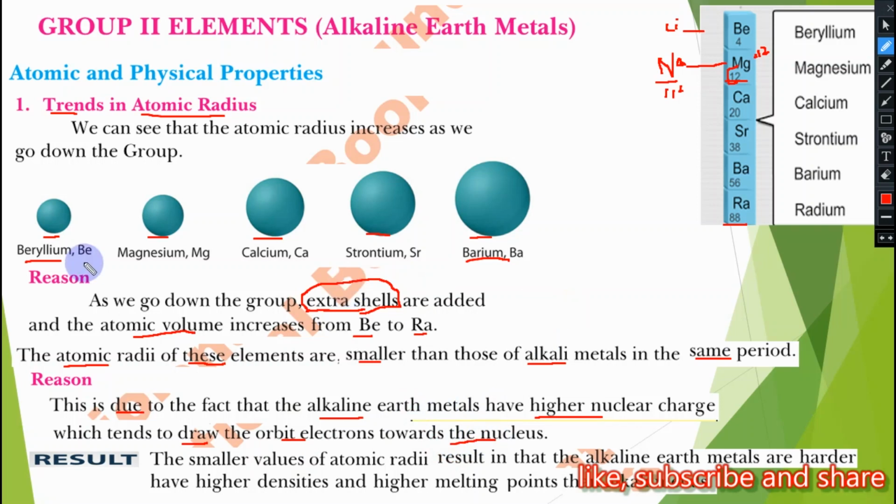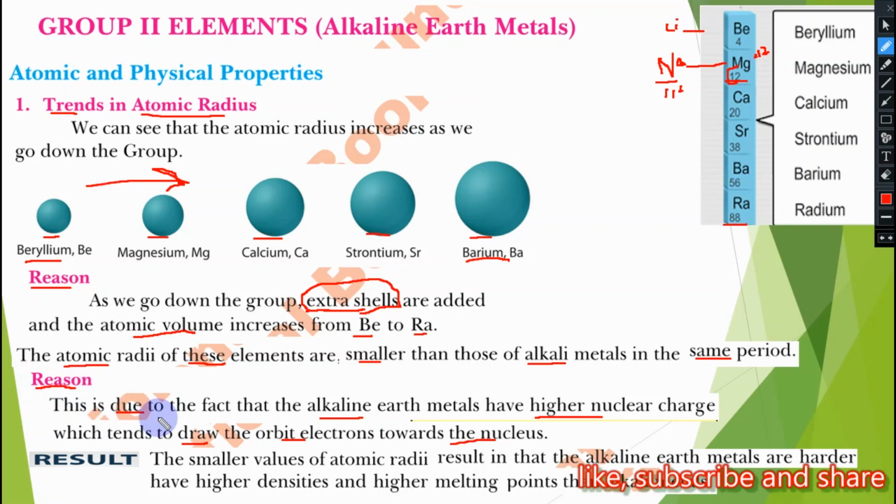So there are two questions. One, why does the atomic radius of alkaline earth metals increase down the group? The answer is this one. The second question is why the atomic radius of alkaline earth metals is smaller than the alkali metals. Then the answer is this reason.